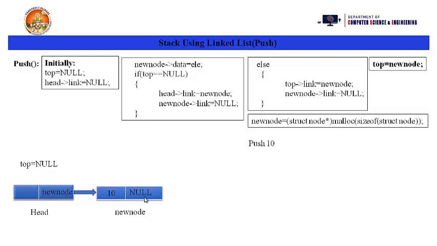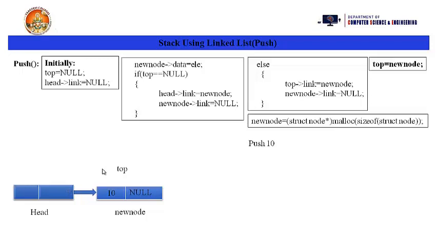We need to update the top value also. So previous top value is null and we are storing the new node into the top value. So we need to store the new node into the top value, means this top is moving to the new node location. Then next I want to push one more element.